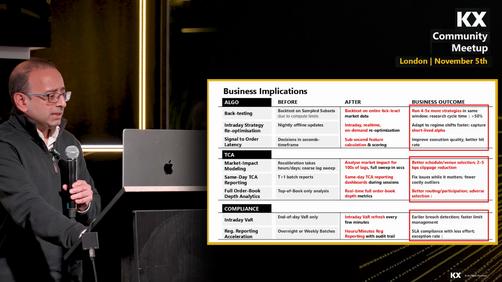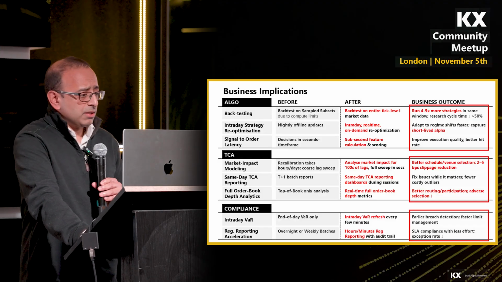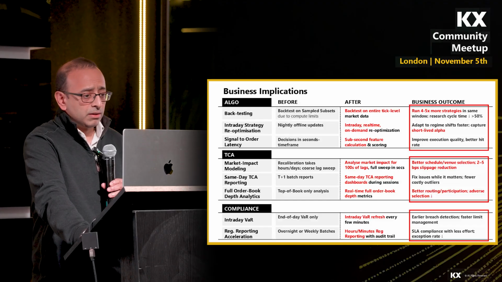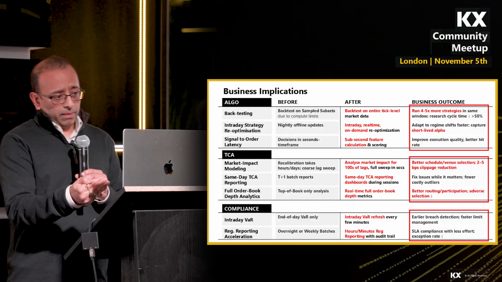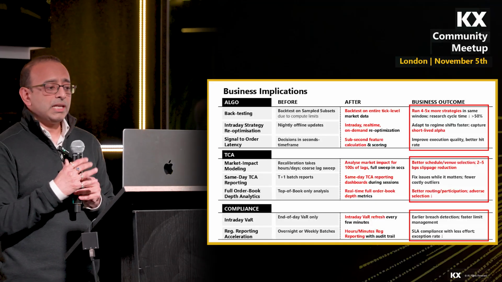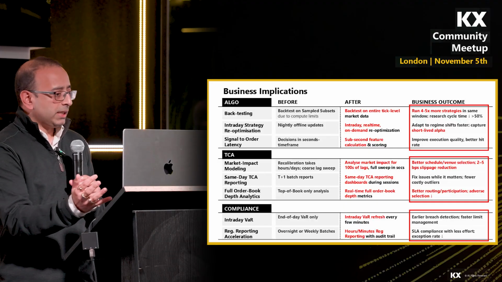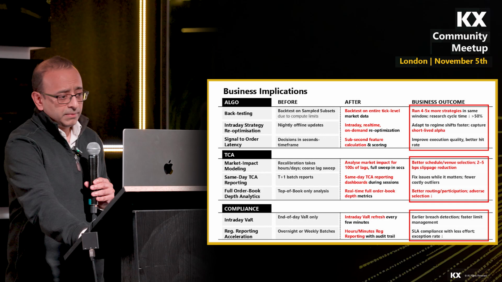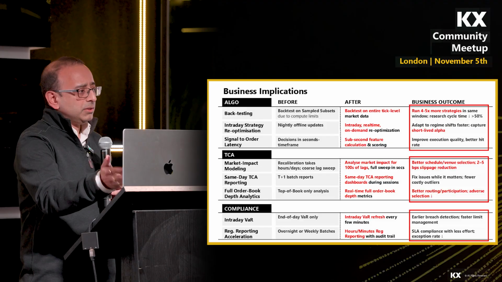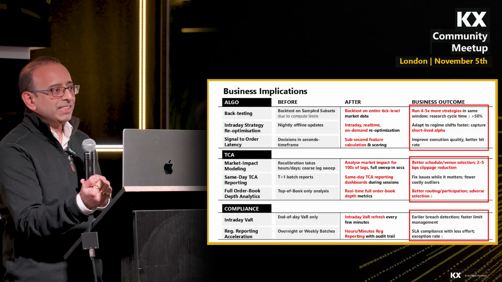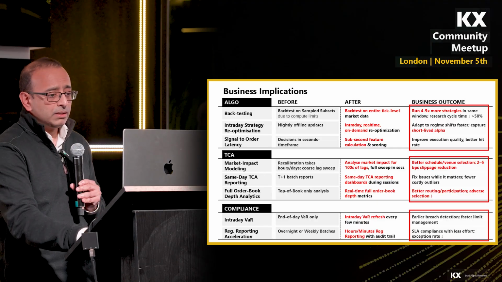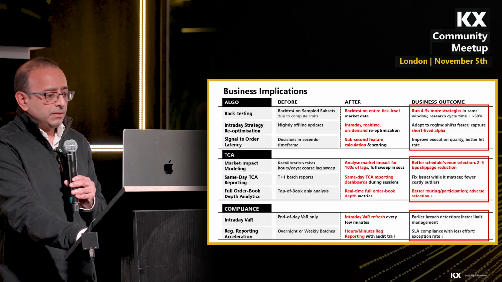So in terms of algo backtesting, getting sample subsets, so intraday strategy reoptimization, if we're doing nightly offline updates or signal to order latency. Before it was that, but today with GPUs, we could potentially be doing backtesting on the entire tick level data, intraday real-time on-demand reoptimization, sub-second feature calculation, scoring, and so on. And what all those really comes down to is the ROI. What does this mean in terms of the returns that you're going to get? 4 to 5x more strategies in the same window, capture short-lived alpha, and so on.